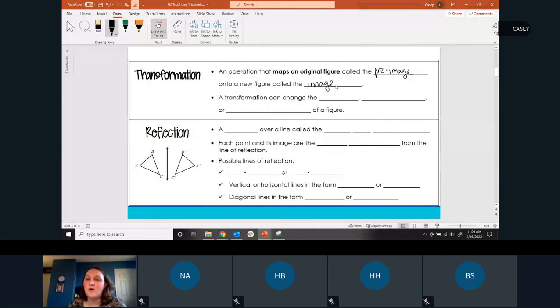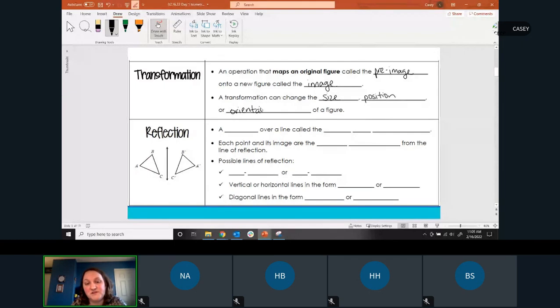Okay? Hopefully these words are not new, right? These are some middle school standards that we're just going to cover again here in geometry. And in case you don't remember them, here they are. All right, so if we transform a shape, we could change its size. We could change its position. Or we could change its orientation.